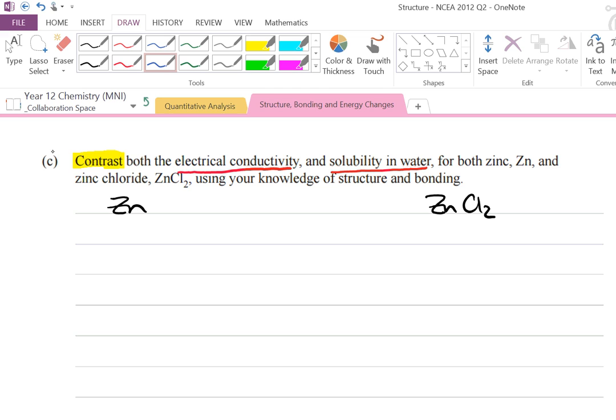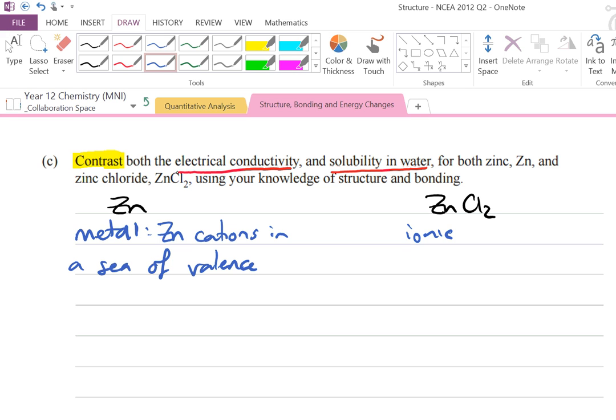So zinc. Zinc is a metal. Zinc chloride is ionic. Okay, what does that mean? That means zinc cations in a sea of valence electrons. It means metallic bonds holding zinc particles in place.